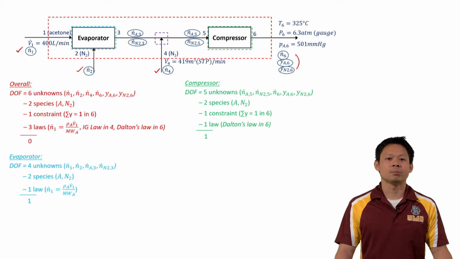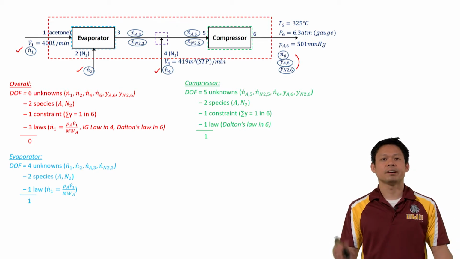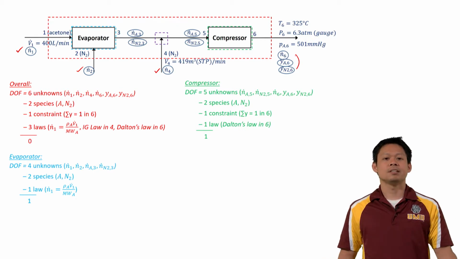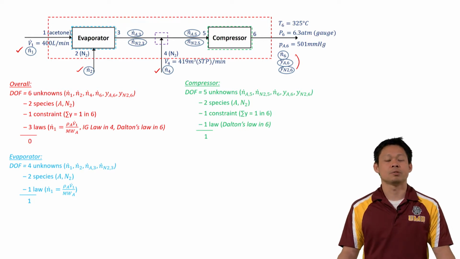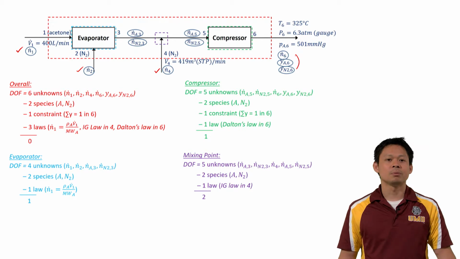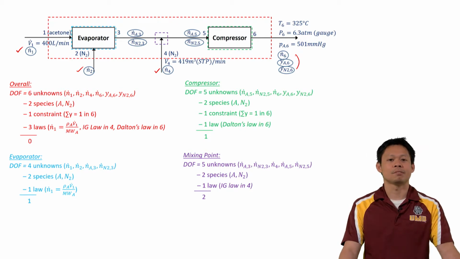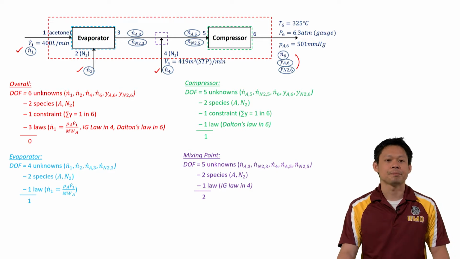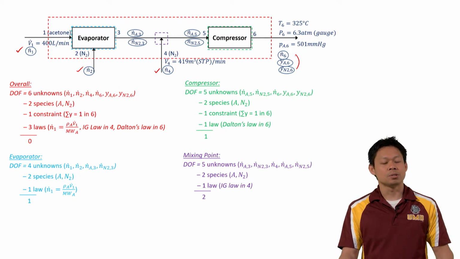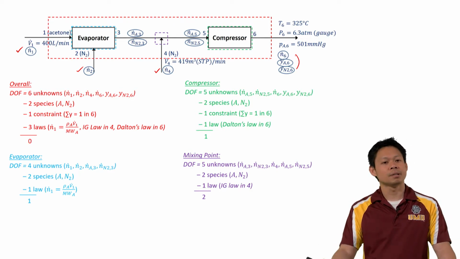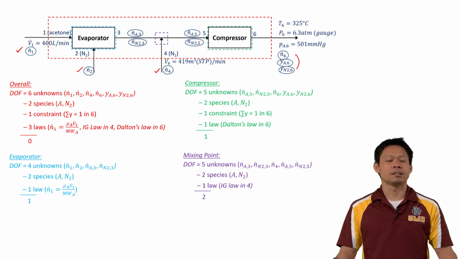In terms of the compressor, we have our 5 unknowns, 2 in stream 5, 3 in stream 6, 2 species, 1 constraint, and then the only law that applies in this case is Dalton's law in stream 6. And the mixing point, we have our 5 unknowns that I've circled on the diagram, 2 species, and then we have our ideal gas law from stream 4. All right, so we should be able to start with the overall system and then move on to something else and solve everything, solve the entire problem.